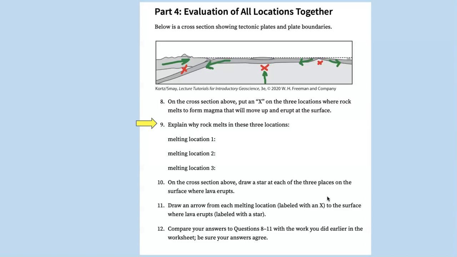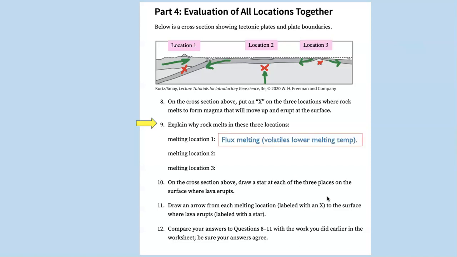Explain why the rocks melt at each of these locations. So I've labeled them location 1, 2, and 3. Melting at location 1 is what we call flux melting. It's because volatiles or water are added to the asthenosphere and they lower the melting temperature. At location 2, it's because we have heat being added from below. The mantle plume is very hot. Location 3 is decompression melting, where material rises to lower pressures and thus starts to melt.